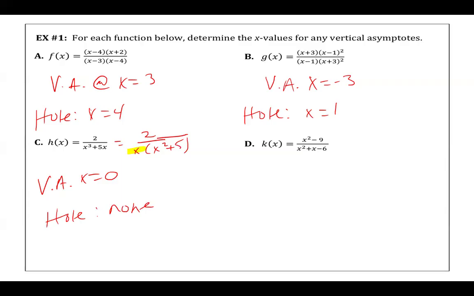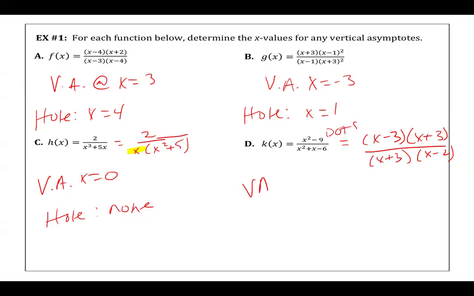Okay, on D, your factored form, this was a difference of 2 squares. So it should become x minus 3 times x plus 3. And then in the bottom, you should have had x plus 3 and x minus 2. That's what your factored form should have been, using difference of 2 squares and simple factoring. What multiplied to give you -6, but adds to give you 1.